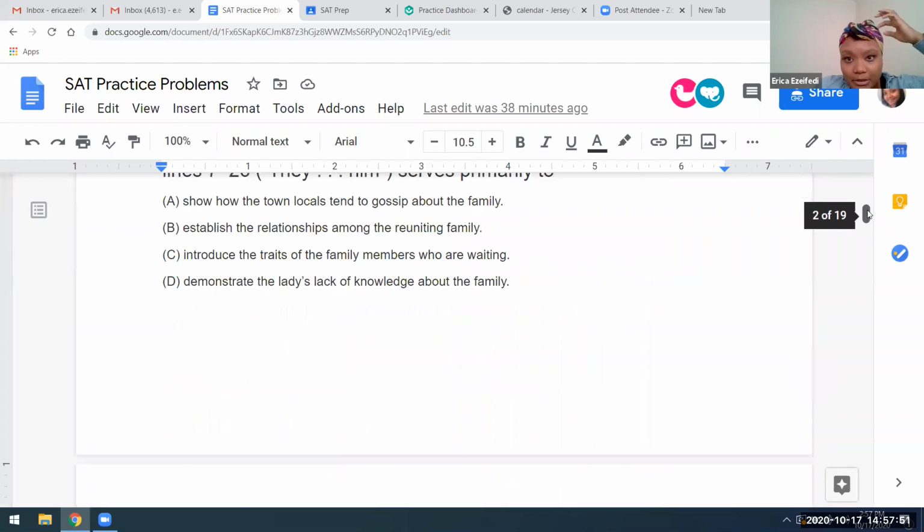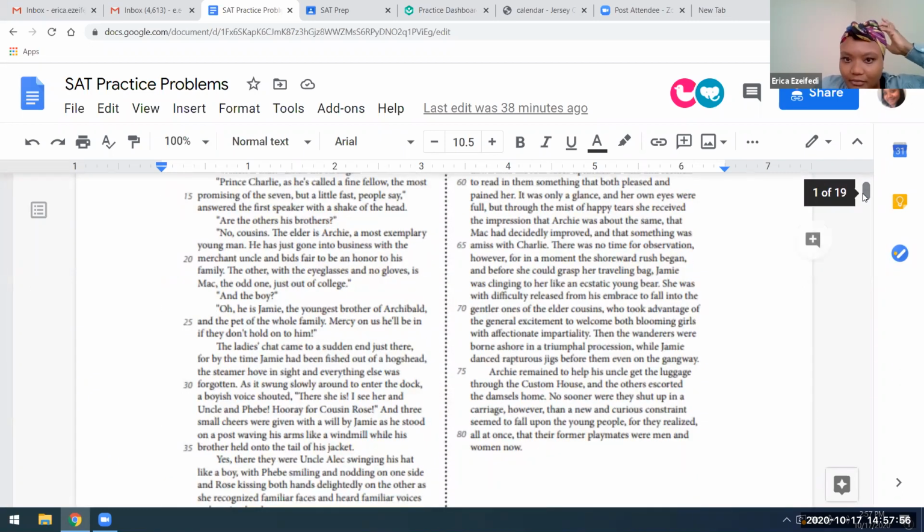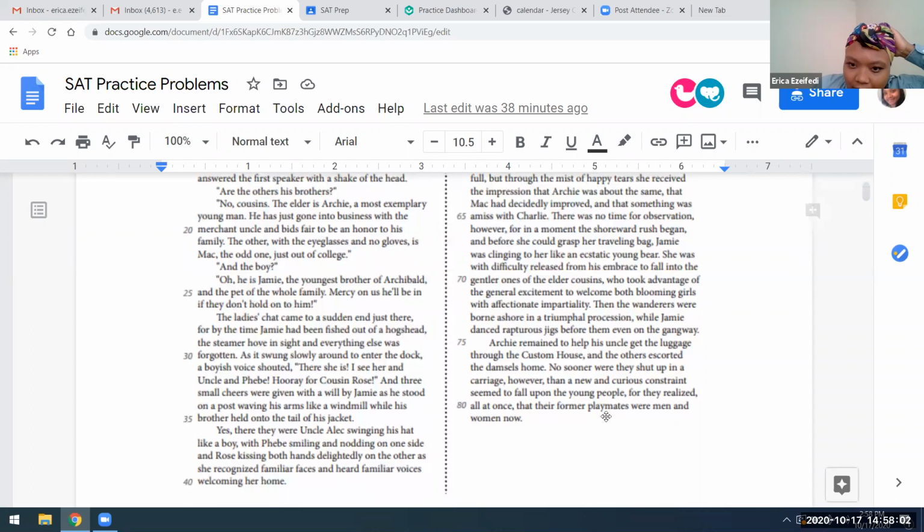So let's go back up to the passage really quickly. We went over the last paragraph last week, but that is a hint that answers the question. It's like the last sentence. "No sooner were they shut up in a carriage, however, than a new and curious constraint seemed to fall upon the young people." Constraint?